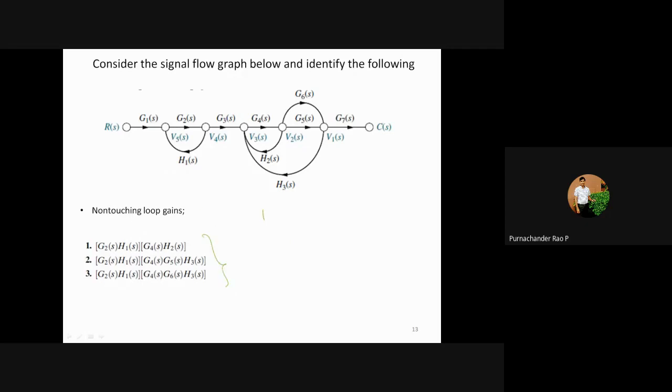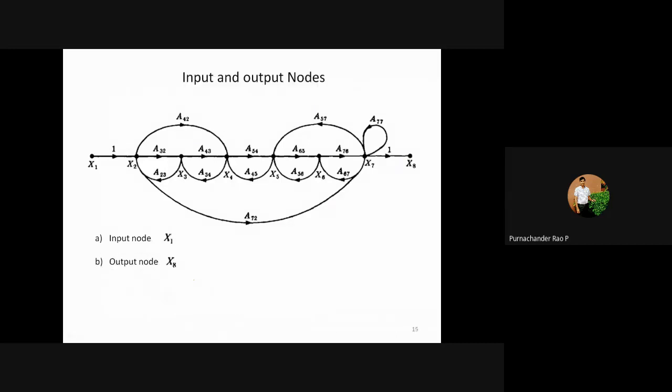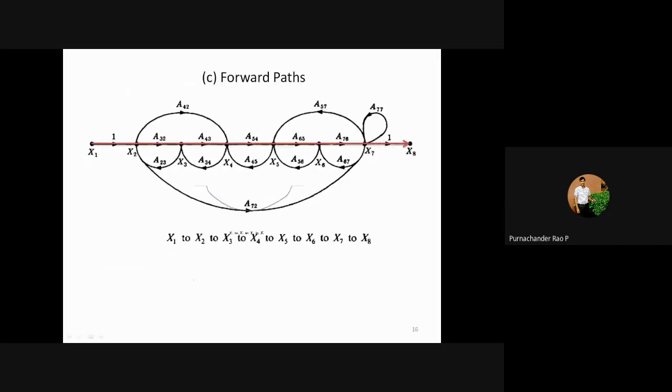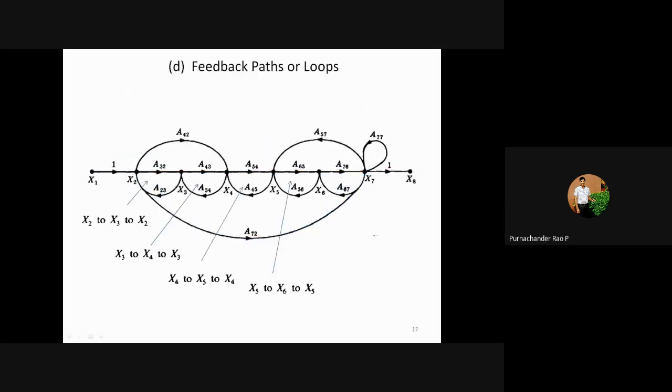And after that, we need to take three non-touching loops. If there is any possibility among L1, L2, L3, L4, by seeing all these things, there is no possibility of three non-touching loops. Okay, so we'll stop here. So this is the way of finding the forward paths and non-touching loops.